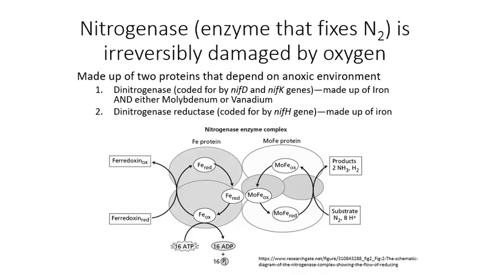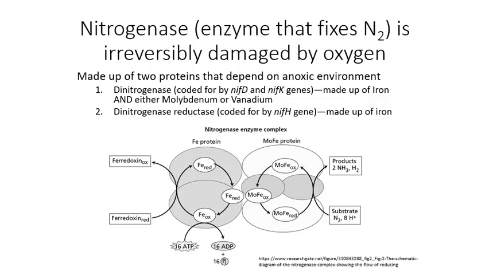We sorted diazotrophs into aerobic and anaerobic because nitrogenase, the enzyme that fixes dinitrogen gas, is irreversibly damaged by oxygen. Nitrogenase is a complex made up of two proteins that depend on having an anoxic environment for their redox reactions to be carried out successfully.